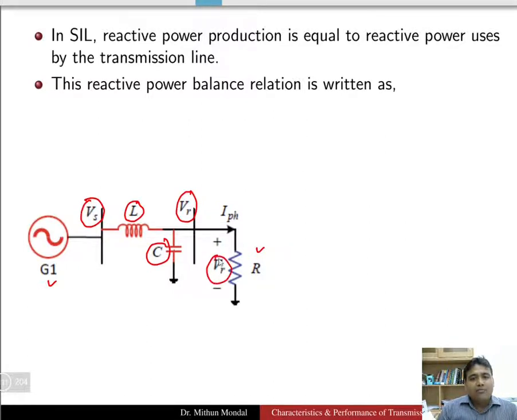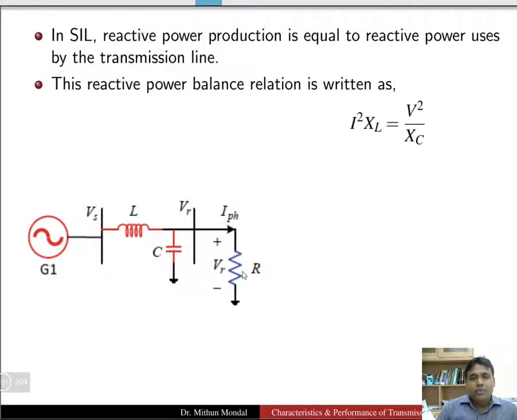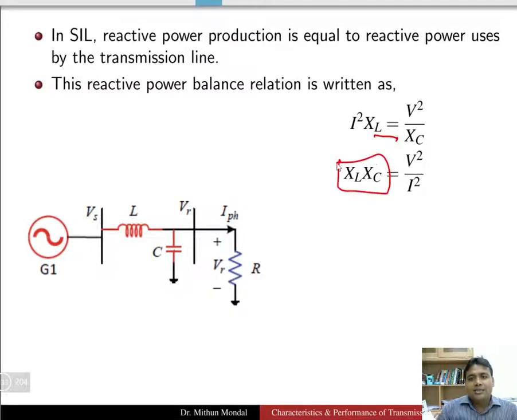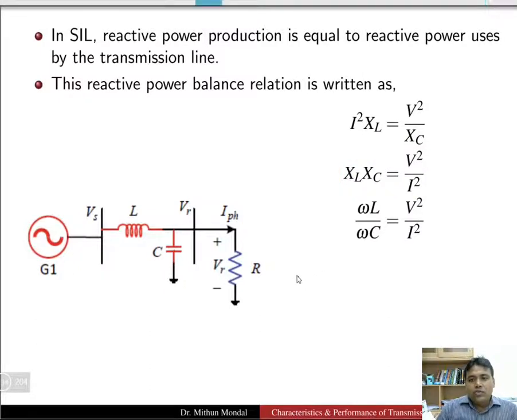So you have a load resistor terminated with a load, and the voltage is VR. So we can write QL is equal to QC. QL is given by I square XL, and QC is given by V square by XC. It means if we multiply XL and XC, we get XL XC is equal to V square by I square.